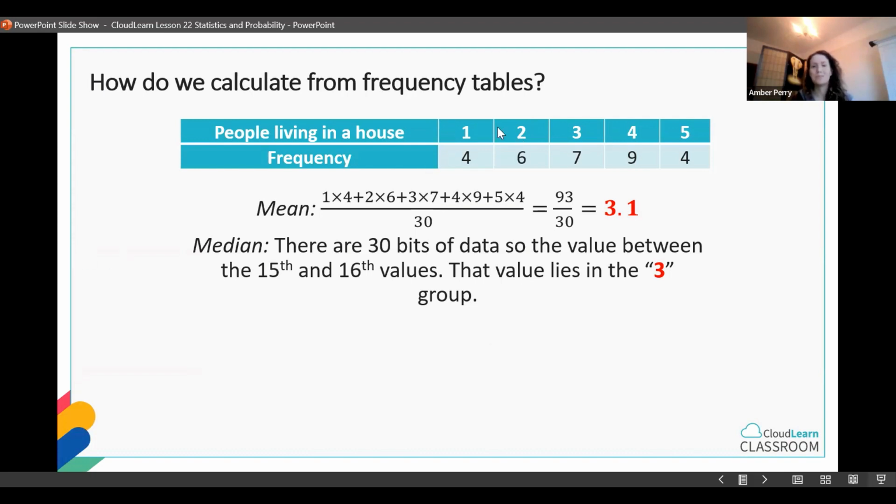The mode is always nice and easy. It's a really easy one from frequency tables because we're just looking for the highest frequency. If I was to list all these numbers out, I would have 9 4s. So 4 would be my mode.